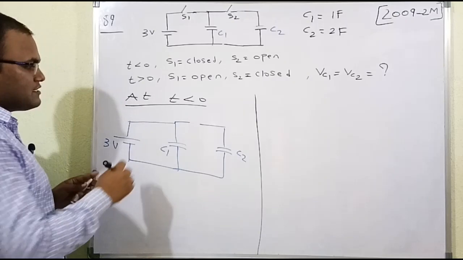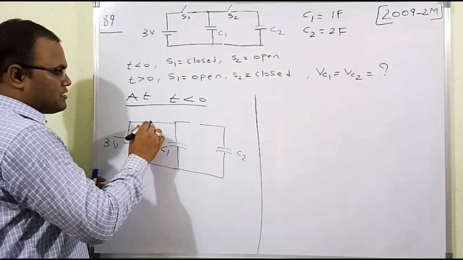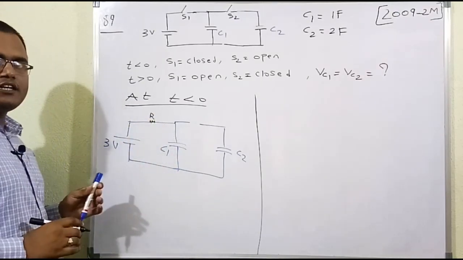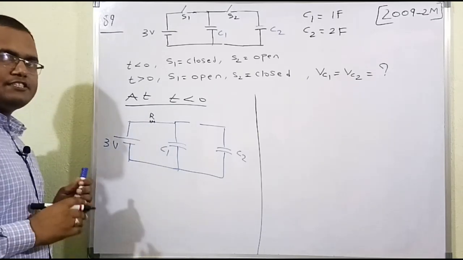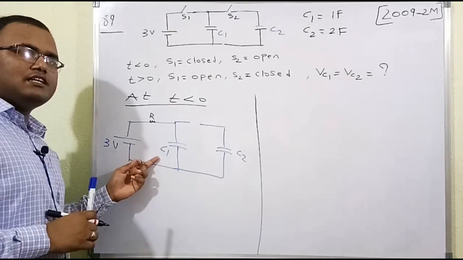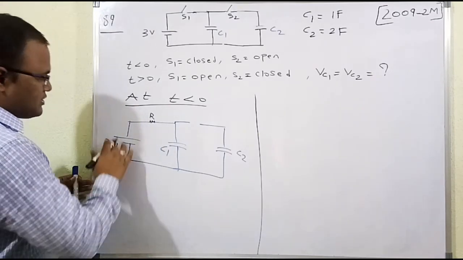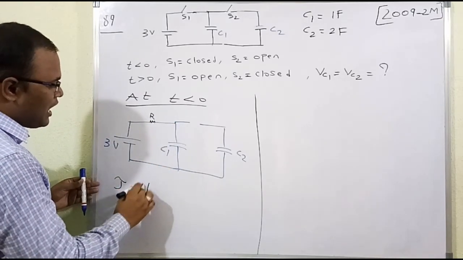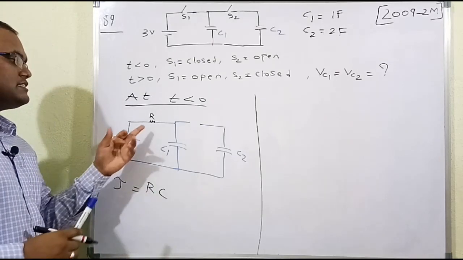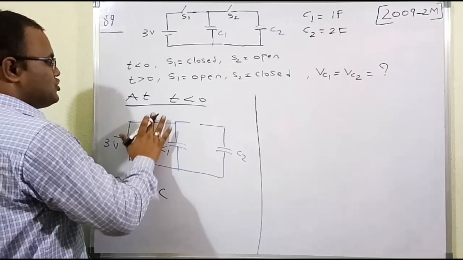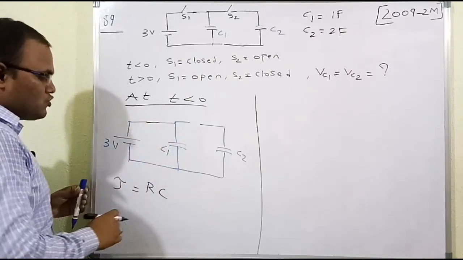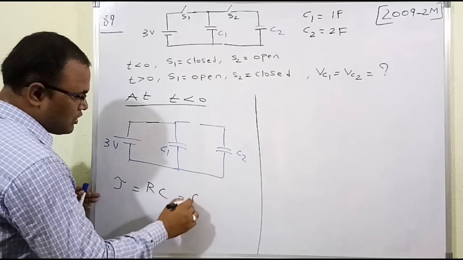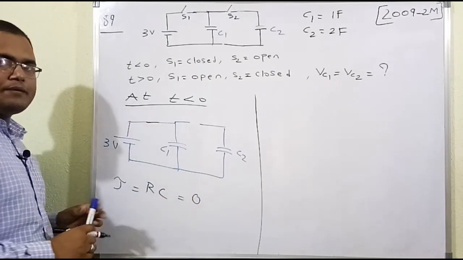Suppose there is a resistor R. Let me assume there is a resistor. Then this capacitor forms a series RC circuit, which has a time constant of R into C. But in this case, R is really 0 because it's a short circuit, right? So if R is 0, then 0 into C becomes 0. The time constant is 0.